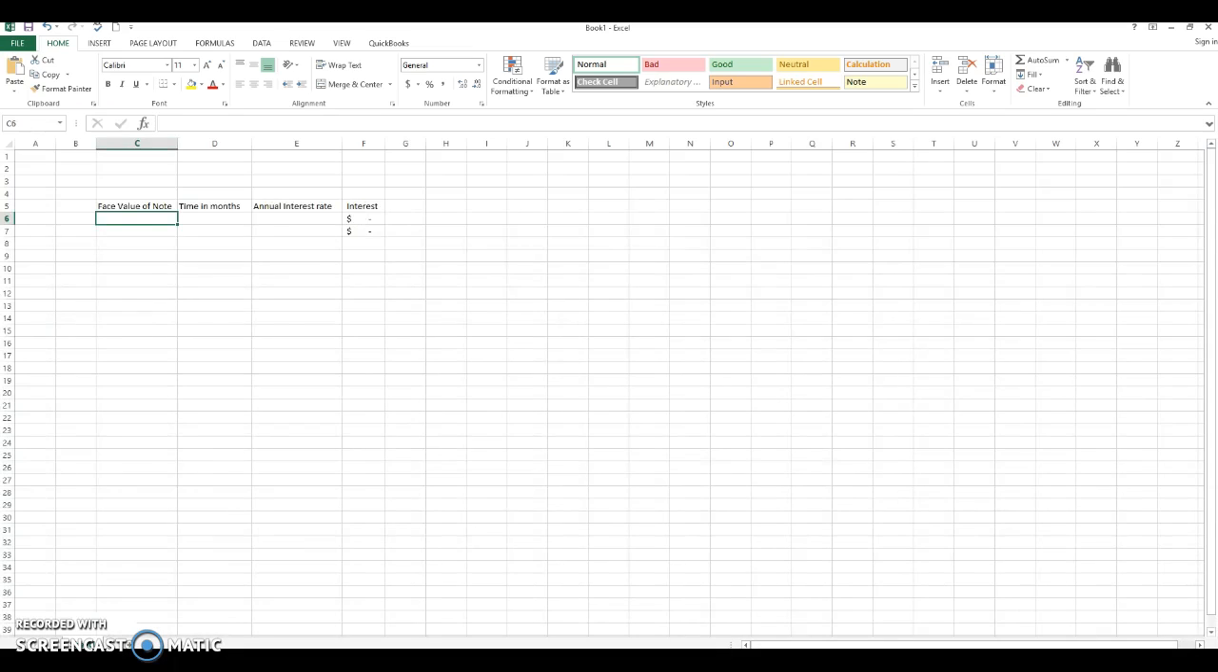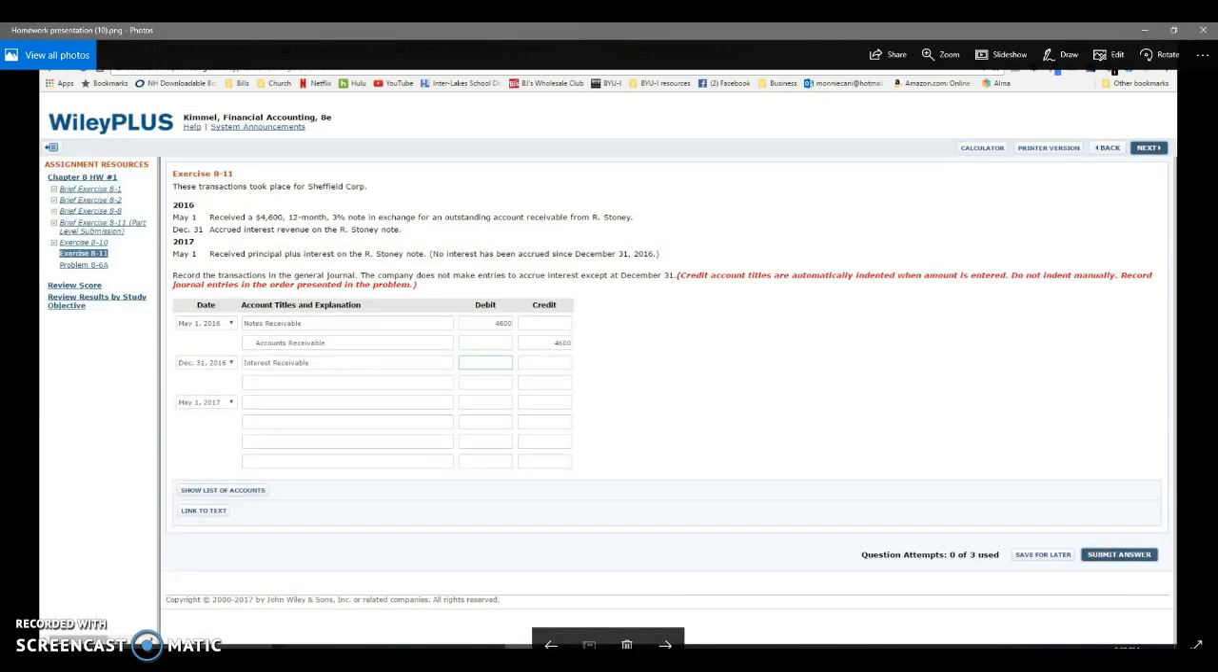So let's go to Excel. And we're going to put in the face value of the note. It was $4,600. And the time in months, 8 months has gone by up until December 31st. It's not the full term of the note, but 8 months has passed. So it's 8 divided by 12. And then the interest rate is that 3%, and that gives us $92. So back to Wiley, and we are going to put in $92 because that's what we're expecting to receive for this portion of the note.